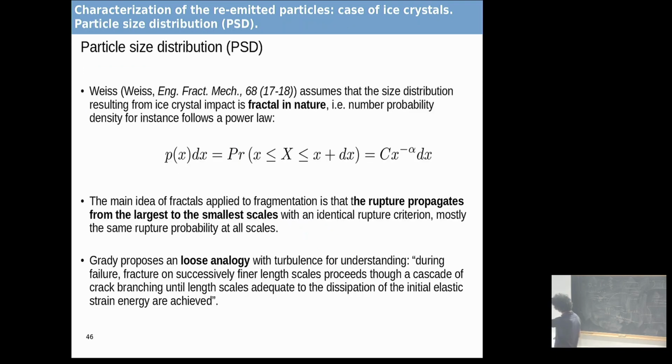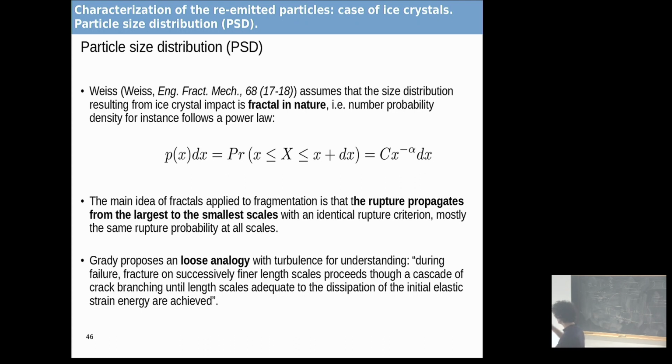Okay. Now, what I showed was about the maximum diameter. Now, if we focus on the particle size distribution, what is used is the approach from Weiss, which assumes that the size distribution is fractal in nature. That is to say that the number probability density follows a power law like that. The main idea behind that is very simple, in fact: the rupture propagates from the larger to the smaller scales with an identical rupture criterion. And what's interesting for us is that it is mostly the same rupture probability at all scales.